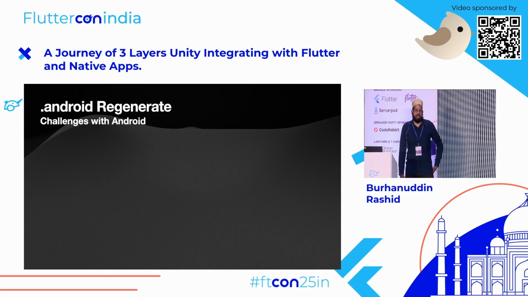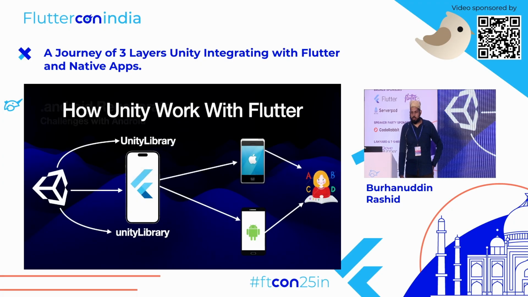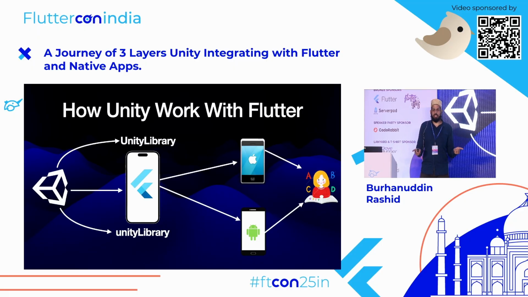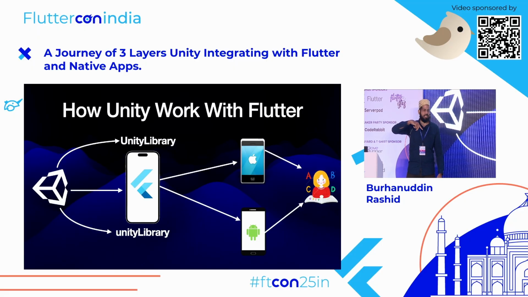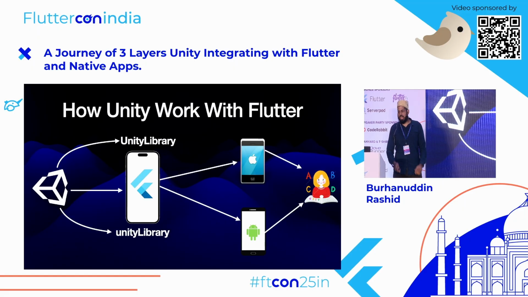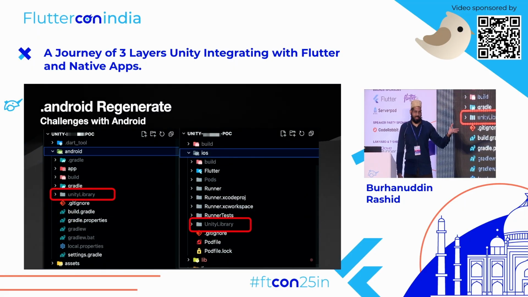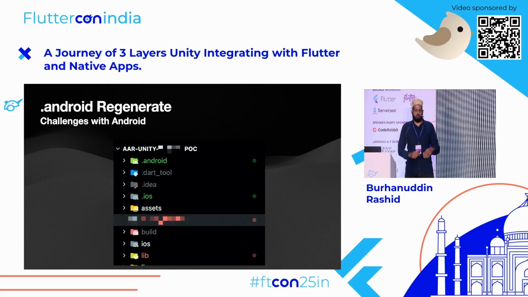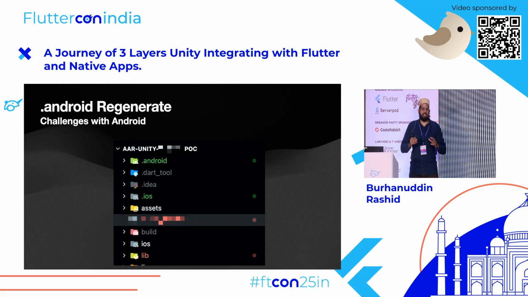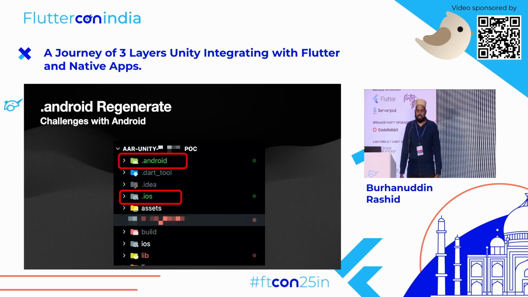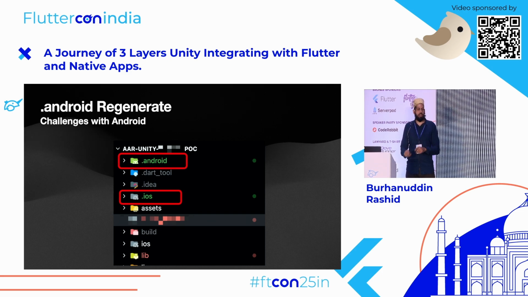Now, .android regenerate, what's it all about? So earlier, we saw that there is a Unity library, and there is another Unity library for iOS and Android. Now, we embed this library, if you remember, in the Android folder and the iOS folder, because those are the native builds of it. But when you generate an AAR, you don't get this folder. It gets regenerated every time. And these folders are called .android and .ios.